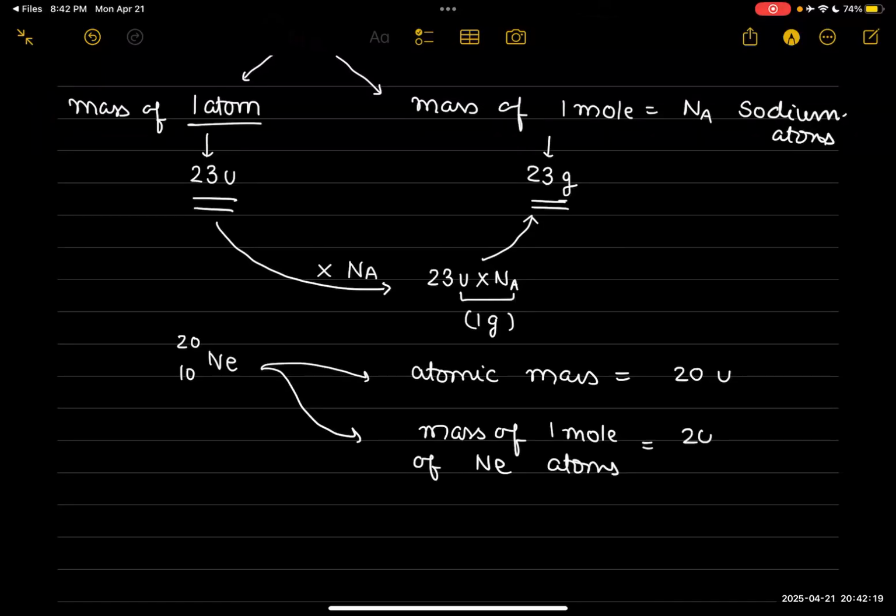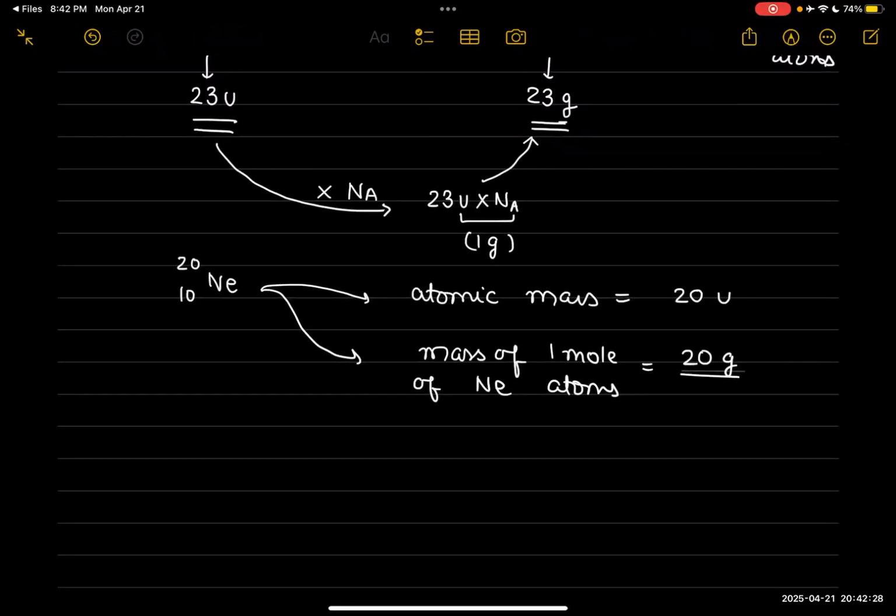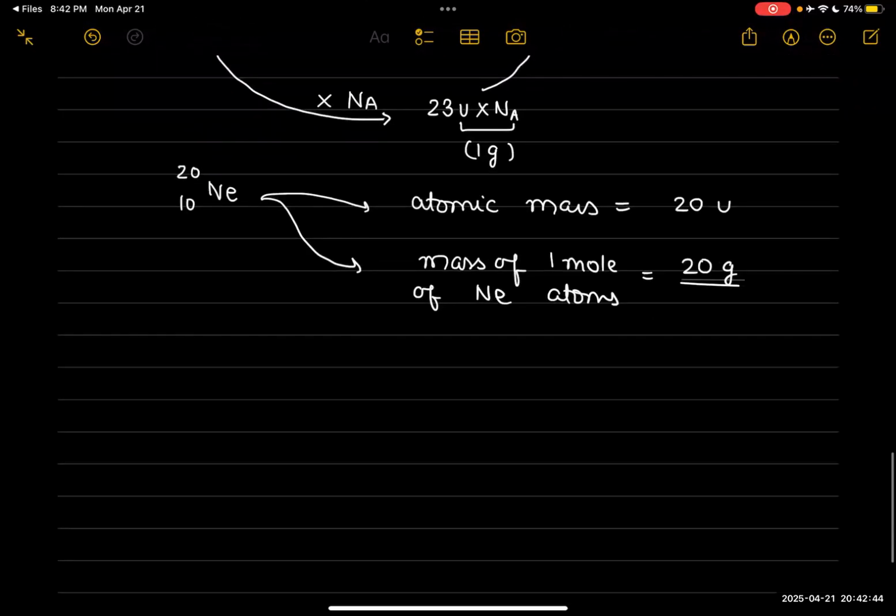And it is 20 U, which is the mass of 1 atom, and U into Na is 1 gram, so 20 grams. Got it? So this is the molar mass and the atomic mass. Mole is a unit of counting. So suppose if I give you some number of atoms, number of entities, can you tell me how many moles you are having?